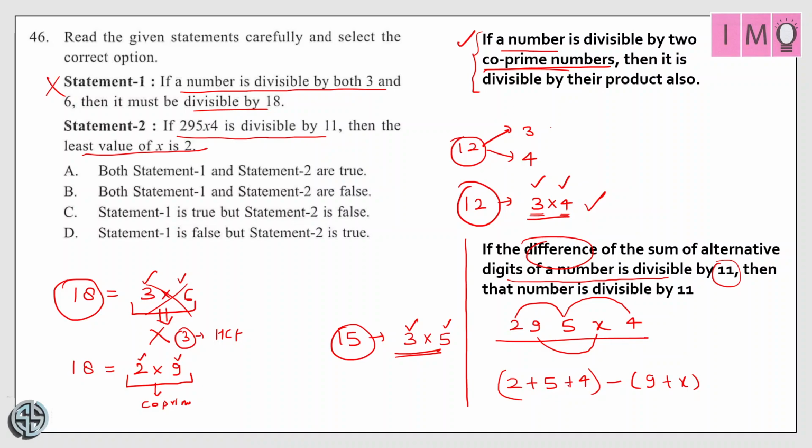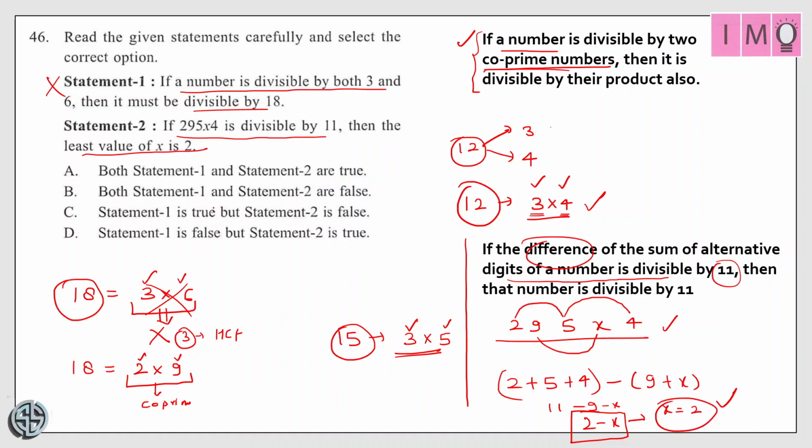It will become 2 plus 5, 7, plus 4, 11. And it will become minus 9 minus X. That is 2 minus X. Now for this number to be divisible by 11, this 2 minus X must be divisible by 11. So the value of 2 minus X will be either 0, 11, and so on. So from there, I can see that the value of 2 minus X could be 0, and for that, the value of X must be 2, right?